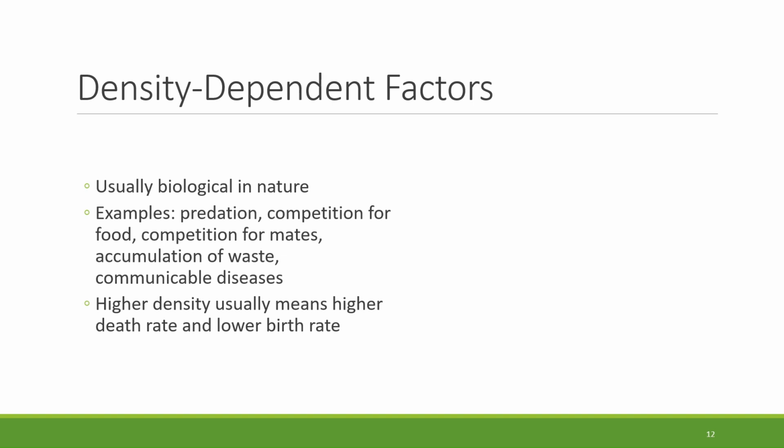For example, if a population is more dense, then there's less food per individual, which can lead to deaths from starvation and also make conditions not good for breeding and reproduction. Also, if a population is more dense, diseases can spread more readily between members of the population because they can jump from individual to individual more easily, which also increases death rate and lowers birth rate.